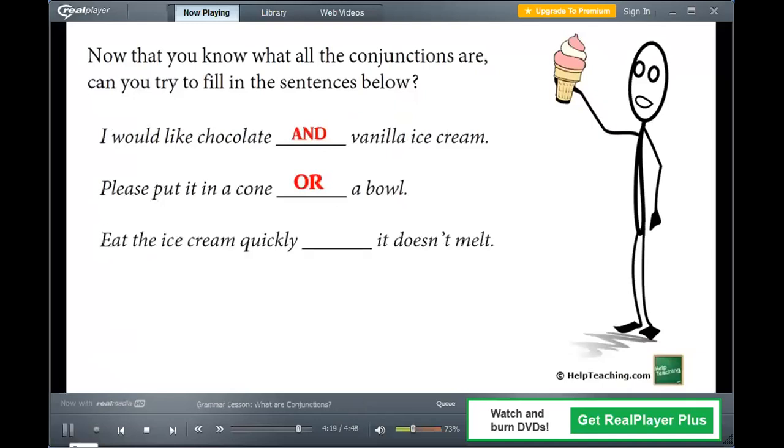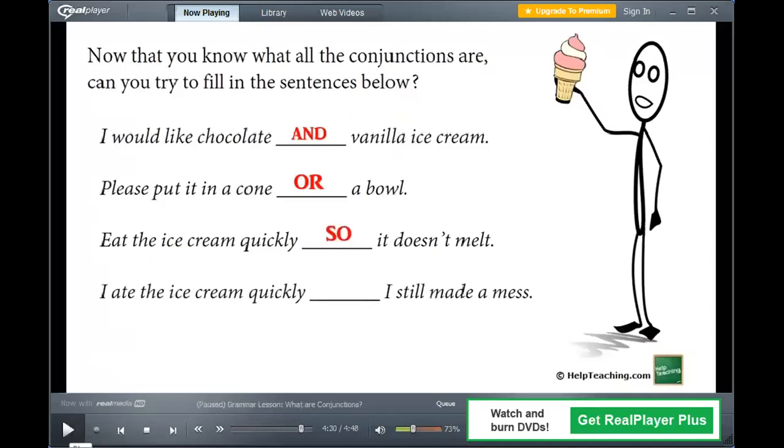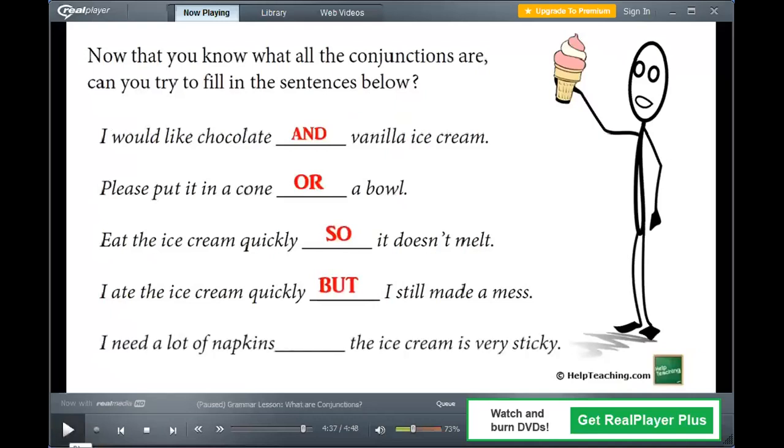Third example. Eat the ice cream quickly so it doesn't melt. Because if you don't eat quickly, it will melt, so it doesn't melt. I ate the ice cream quickly, dash, I still made a mess. But, I still made a mess.